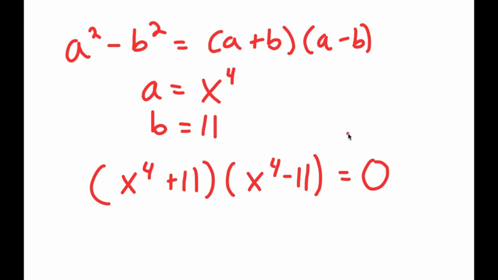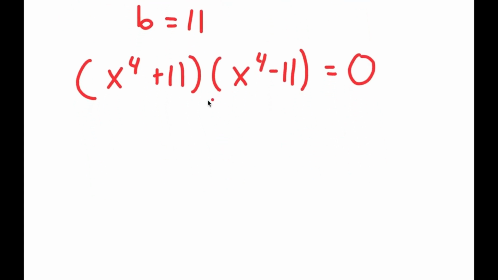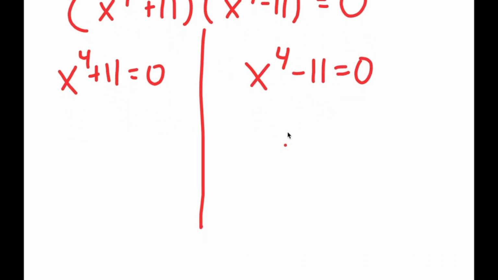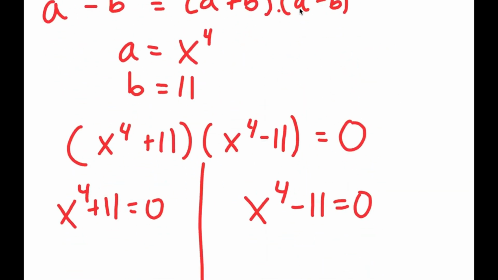Now, from here, I get two equations. I get x to the power of 4 plus 11 is equal to 0, and x to the power of 4 minus 11 is equal to 0. And we are still not done yet, because to solve this equation, people are going to think, oh, add 11 on both sides and take the fourth root. But we're going to do the same thing we did with our original equation.